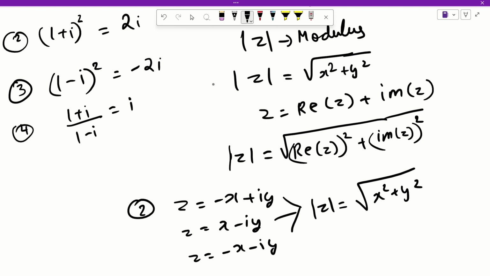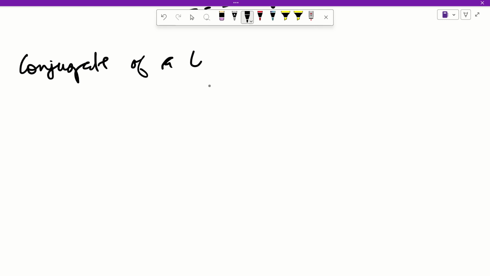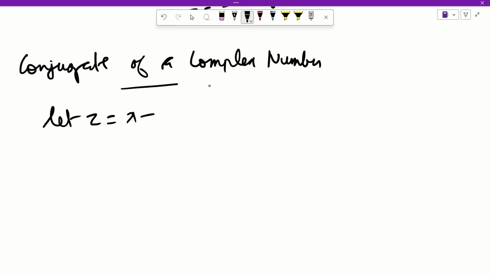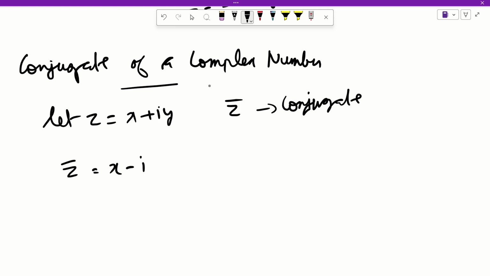Now let us learn about the conjugate of a complex number. What is it? Let z is equal to x plus iy. Conjugate is represented as z bar. Then z bar is equal to x minus iy.